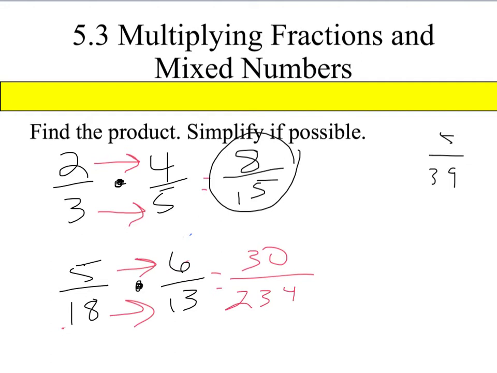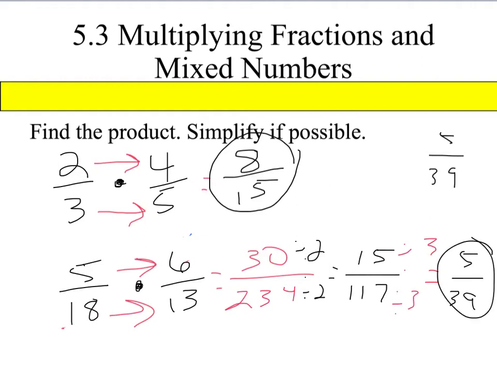From here I know I can divide both of these by 2, and the reason why I know I can divide both of them by 2 is because they're even numbers. I get 15 over 117. I look at 117 and I look at 15, and actually there's another common factor, which is going to be 3. If I take 15 divided by 3 and 117 divided by 3, I get 5/39.